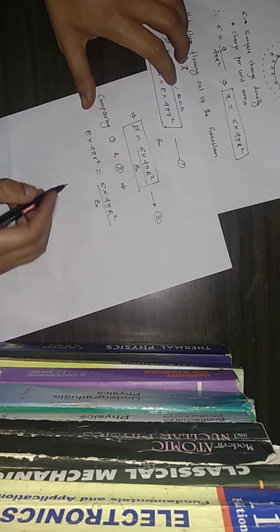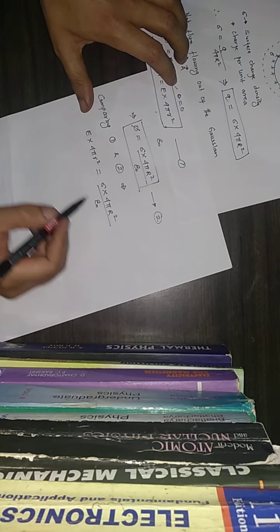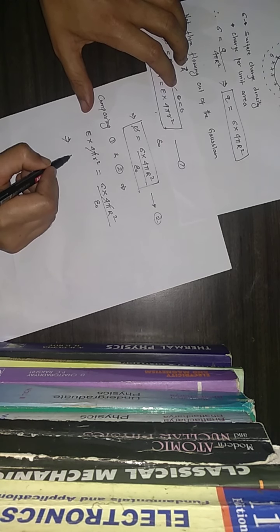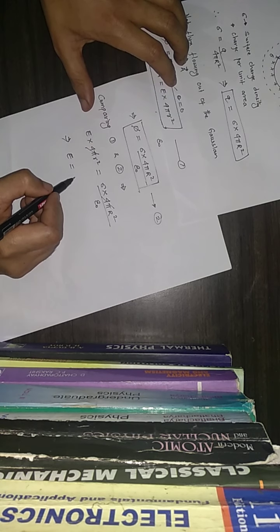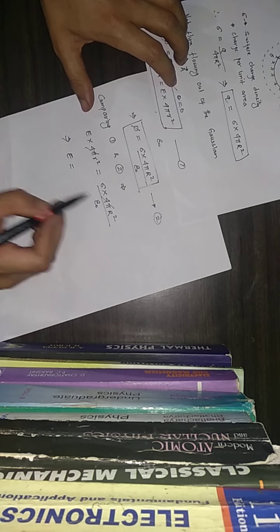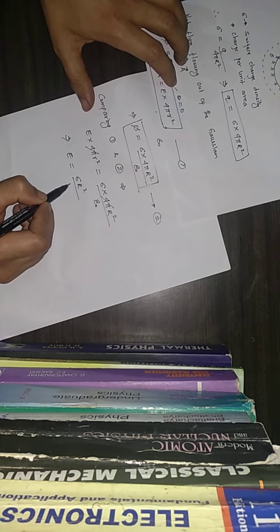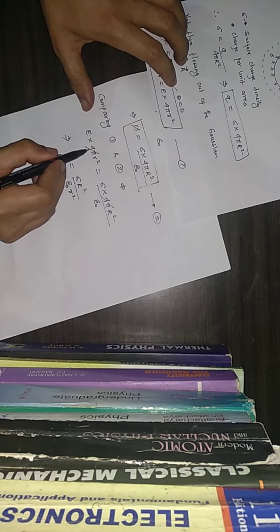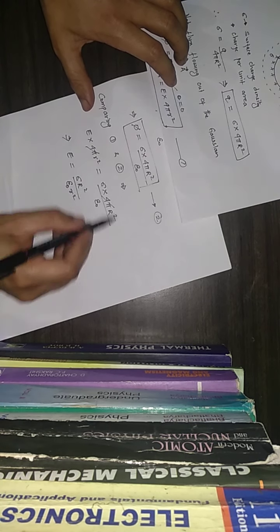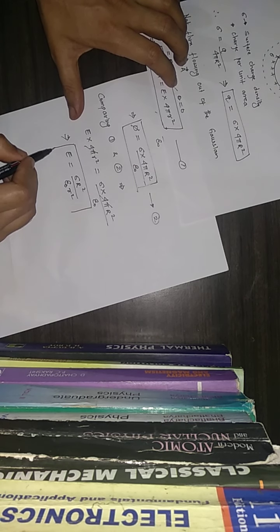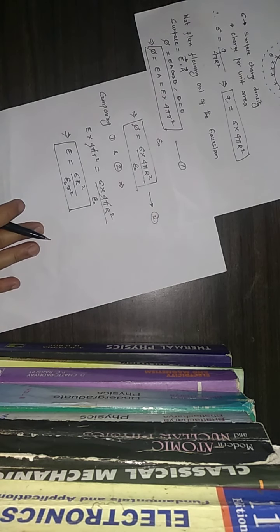If we cancel things out here, 4 pi will get cancelled, so the value of the electric field will be E equals sigma R square divided by epsilon 0 r square, because r square goes to the denominator when it moves to the right hand side. So this is the value of the electric field outside the thin spherical shell.